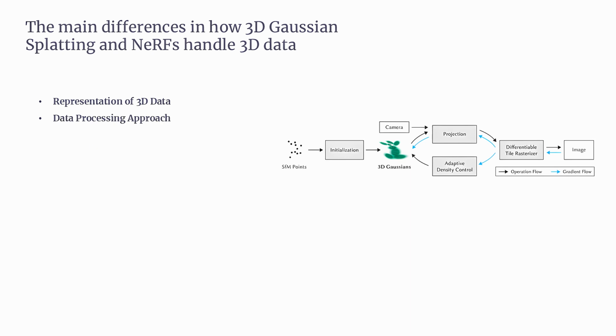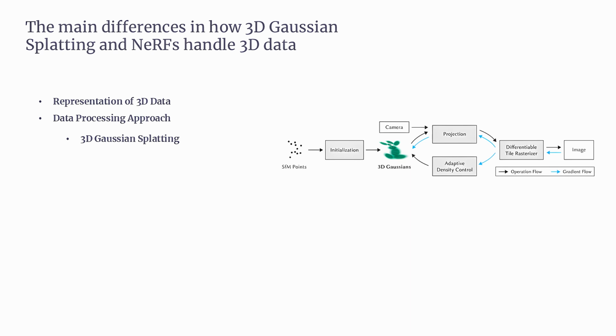The second, data processing approach. For 3D Gaussian splatting, the approach here is more straightforward. It projects 3D points to 2D images and focuses on optimizing the Gaussians so that they match the captured images as closely as possible.